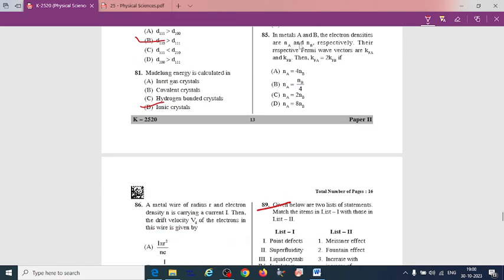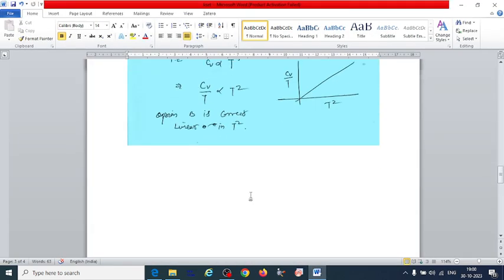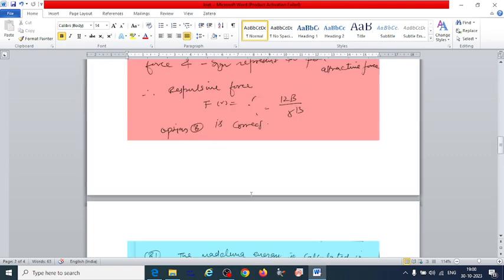So the next question: in metals A and B, the electron densities are Na and Nb respectively. Their respective Fermi wave vectors are KFA and KFB. Then KFA is equal to 2 KFB when this condition is possible. So we have the answer for that.